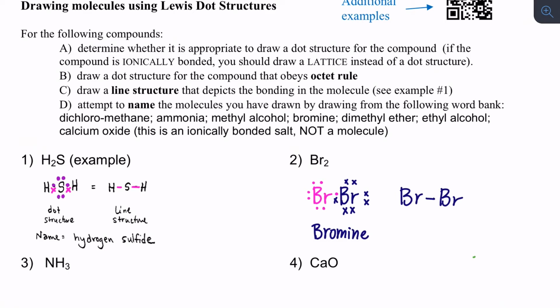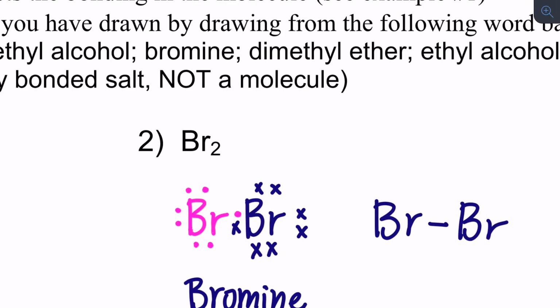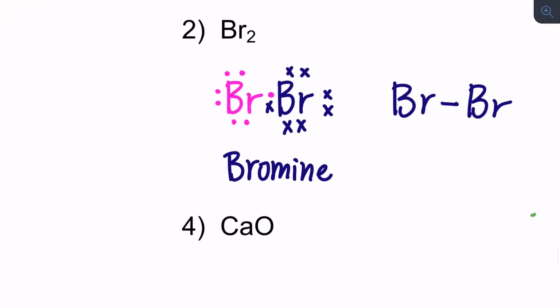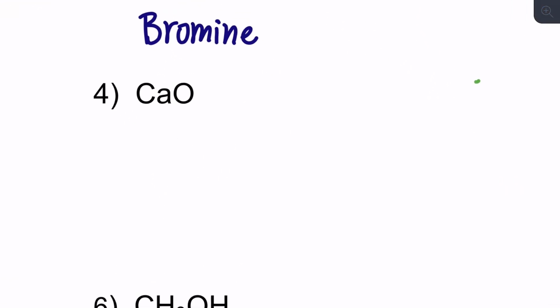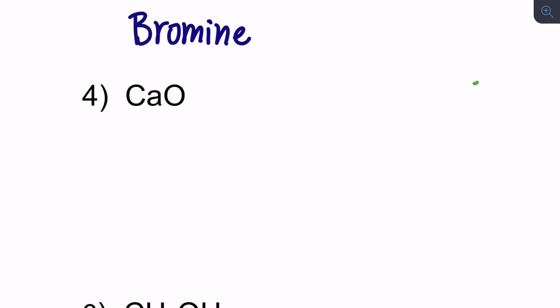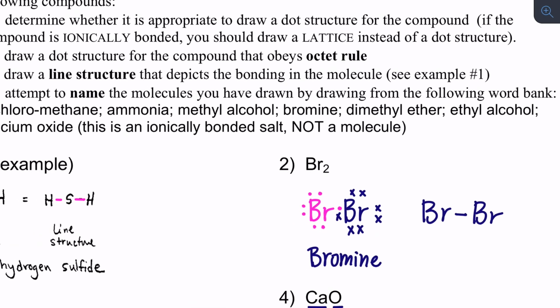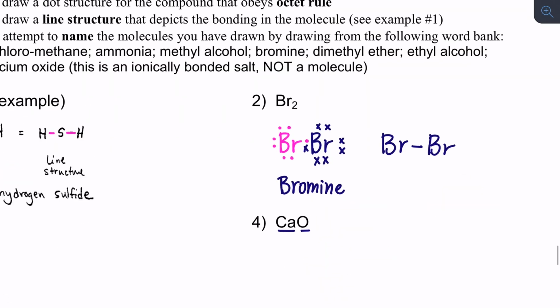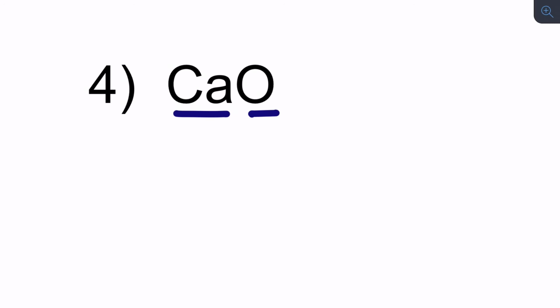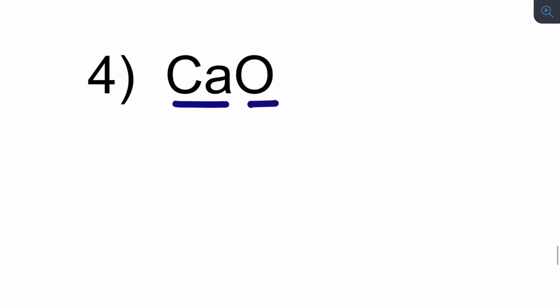So this compound creates a covalent bond. So the last one we're going to look at is CaO. So the first thing we need to determine is whether or not this can form a covalent bond. We have a metal and a non-metal, which should say to you, this makes an ionic bond, which means we need to draw the bubble structure of it instead of a covalent bond.